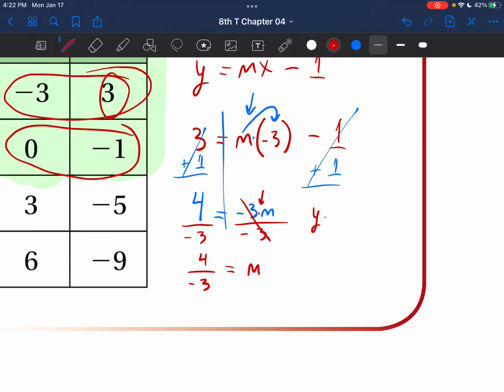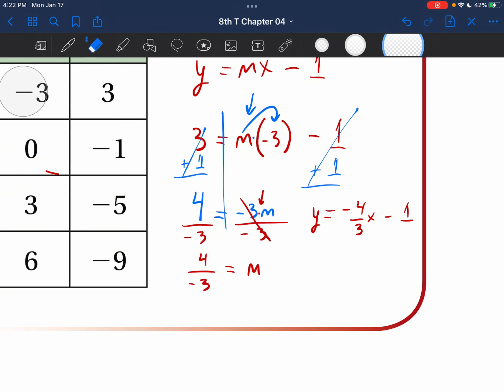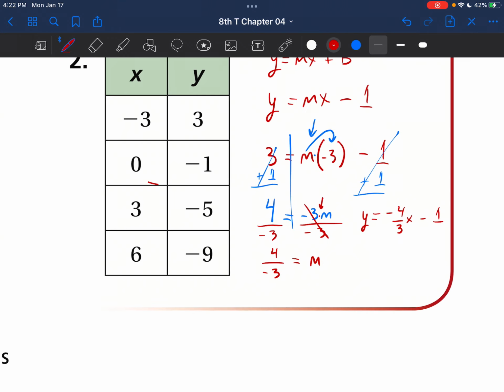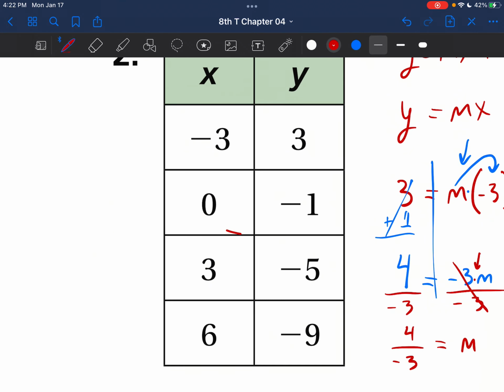All right, so that's our slope. So our equation is actually y is equal to negative 4 over 3x minus 1. That's one way to do it. The second way I want you to do it is I do want you to do y2 minus y1. So let's actually do that.